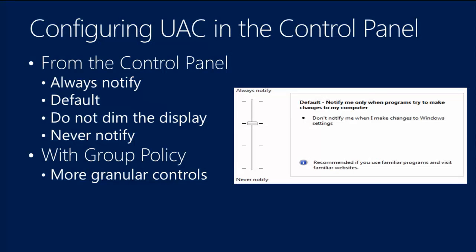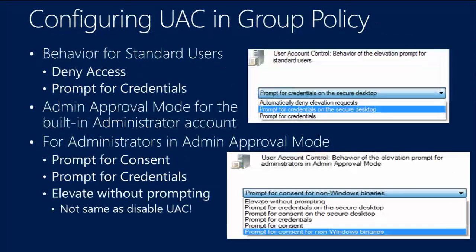You can also configure user account control from group policy, and that has some more granular controls, because in group policy you can also configure user account control for the standard user. So that standard users who are by default prompted for credentials, if they try to elevate, they can be shown an access denied dialog. For built-in administrators, there is no user account control by default, but you can turn it on if you use group policies.